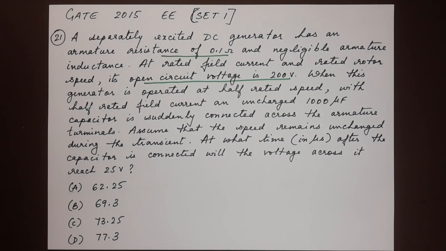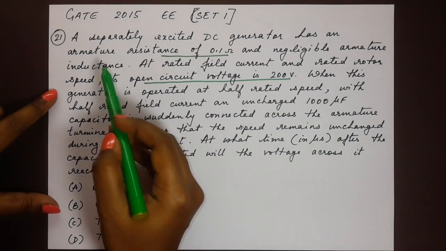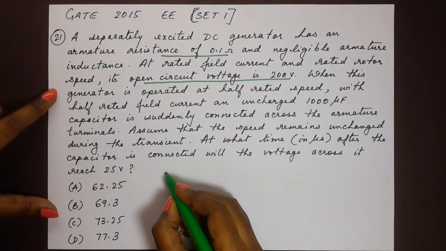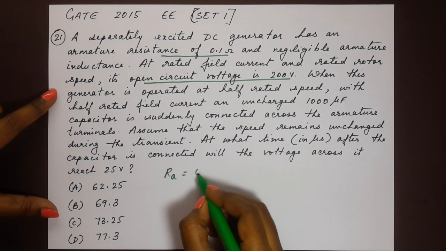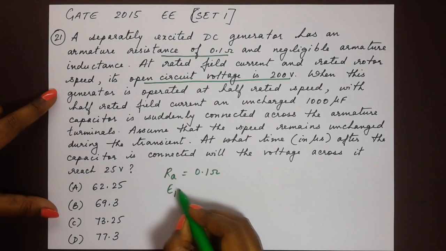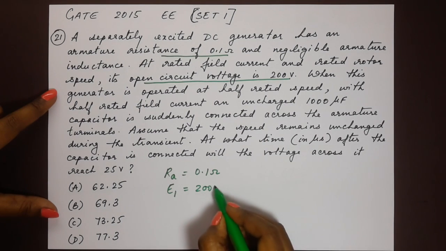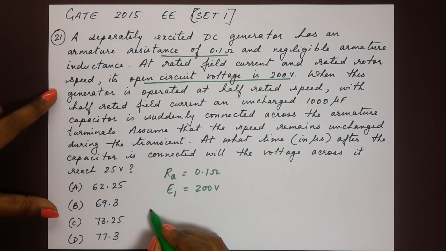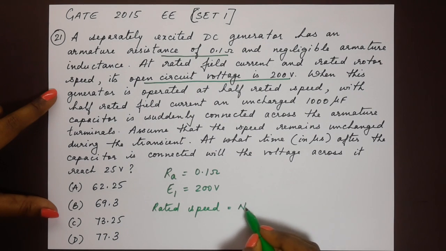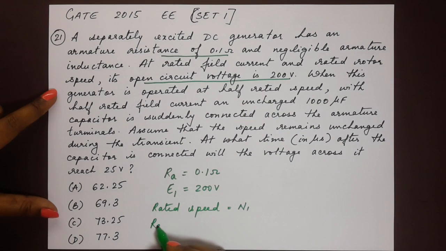So let's begin by writing down what's given to us. We have been given the armature resistance and the open circuit voltage. So let's write that down. RA is 0.1 ohm, and let's call this open circuit voltage E1, 200 volts. And the generator is running at rated rotor speed. So let's say that the rated speed is N1 and rated flux is phi1.